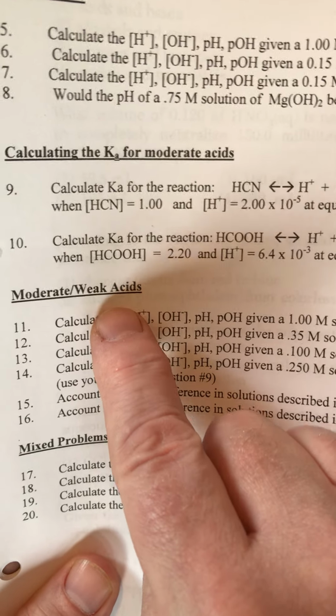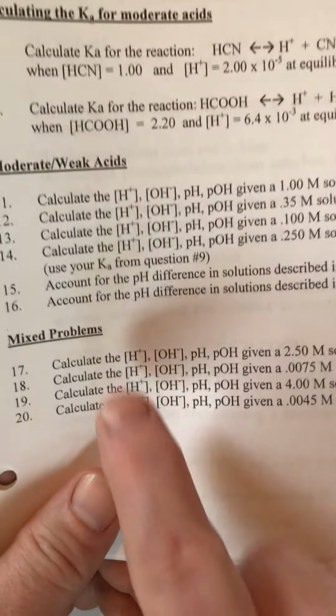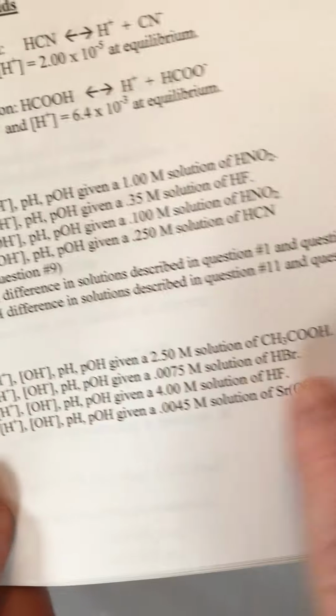I need you to turn to worksheet 7. Get out your calculator, get out some writing materials, some paper. Here are the first 4, they tell you these are strong acids. The next 4, they tell you these are strong bases. There's a little bit of calculating Ka for a moderate or a weak acid. Then they give you some problems with moderate or weak acids. And then they give you ones where you're supposed to remember, is that strong or is that weak? We're going to do a couple examples. So let's do number 1.